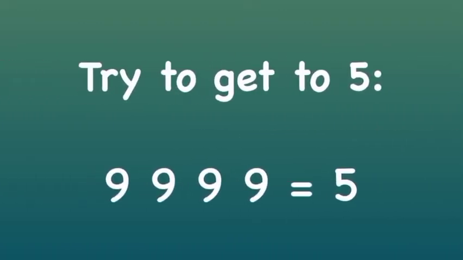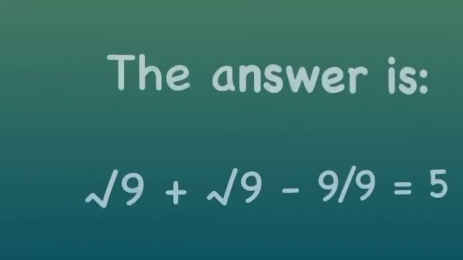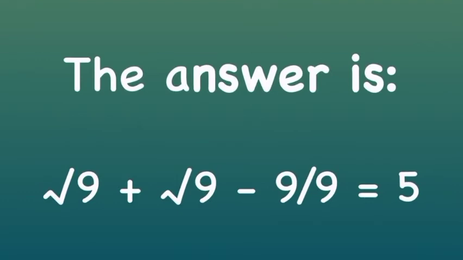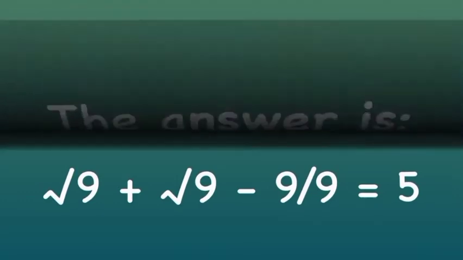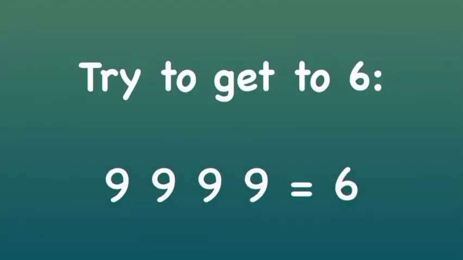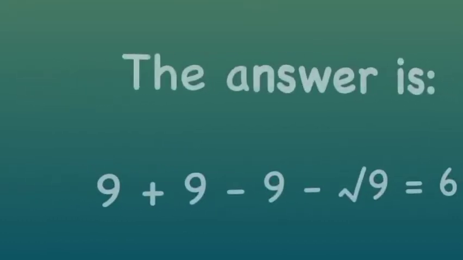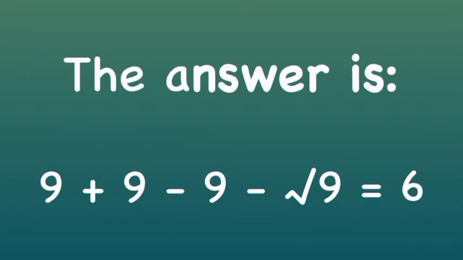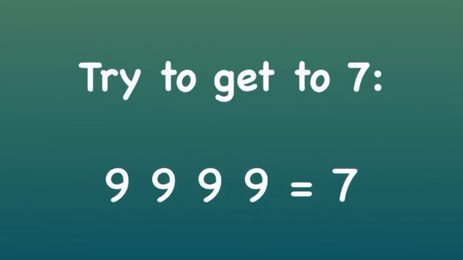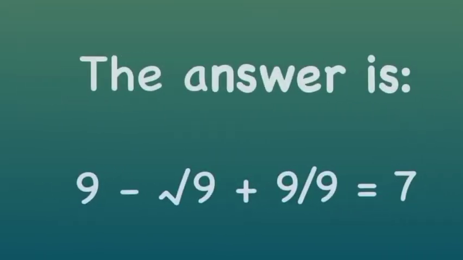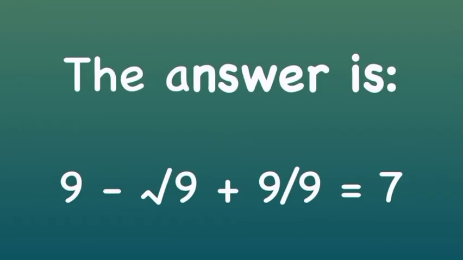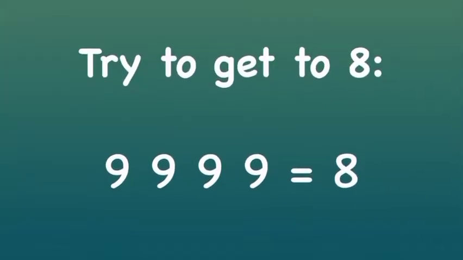Try to get 5 by using four 9s. Let's start. Root 9 is 3. 3 plus 3 minus 1, which is 5. To get 6: 9 plus 9, 18. 18 minus 9, 9. 9 minus 3, 6. Now for 7. 9 minus 3, 6. 6 plus 1 is 7.